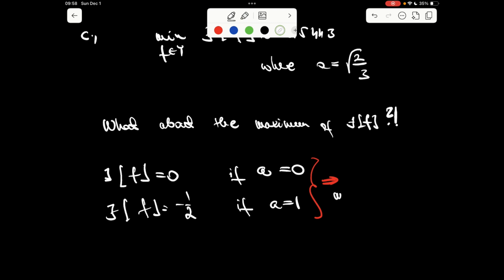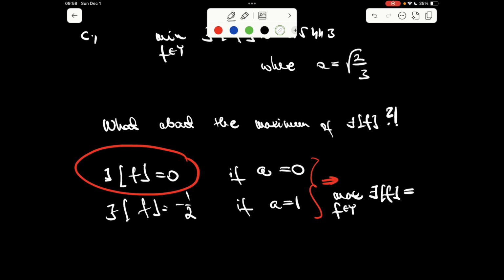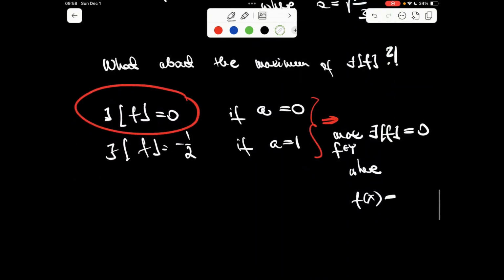that the maximum of the functional J(f) is 0, where the function is 0, because a is 0. And that's all. It was a short problem.